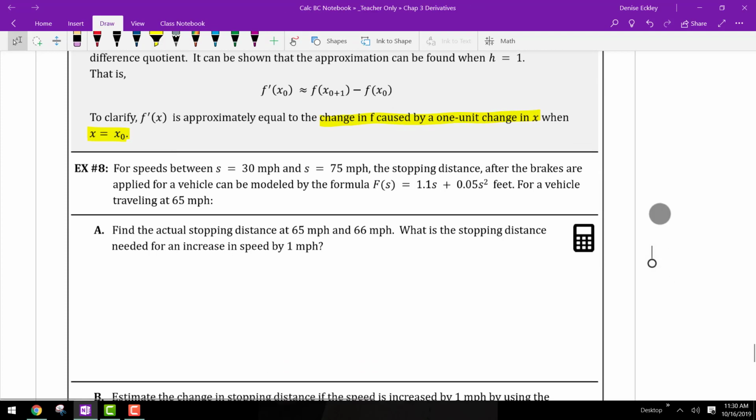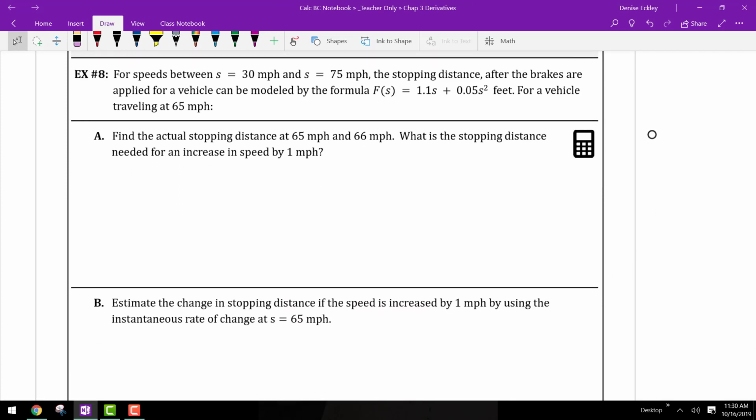Okay, for speeds between s equals 30 miles per hour and s equals 75 miles per hour, the stopping distance after the brakes are applied for a vehicle can be modeled by the formula f of s equals 1.1s plus 0.05s squared feet. So in part A, we're supposed to find the actual stopping distance at 65 and 66 miles per hour, and then the stopping distance needed for an increase in speed of 1 mile per hour. So we're just going to evaluate our function. We're going to do f of 65 and f of 66, and then compare those distances.